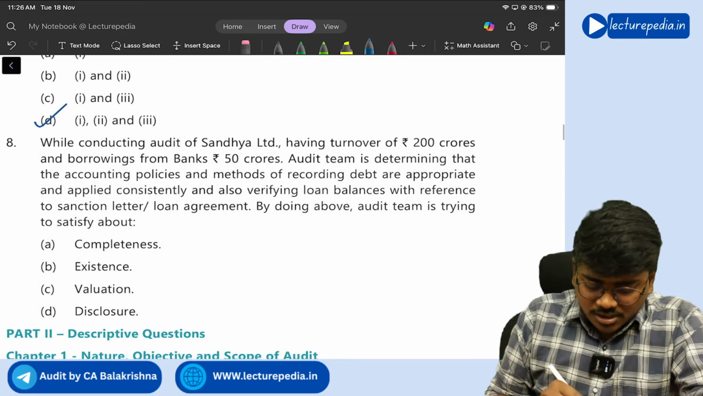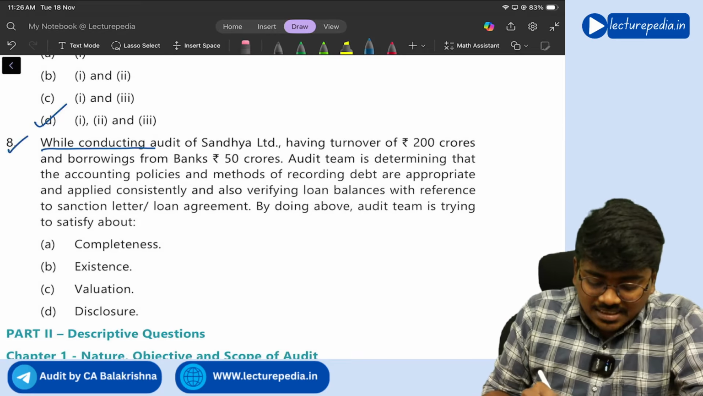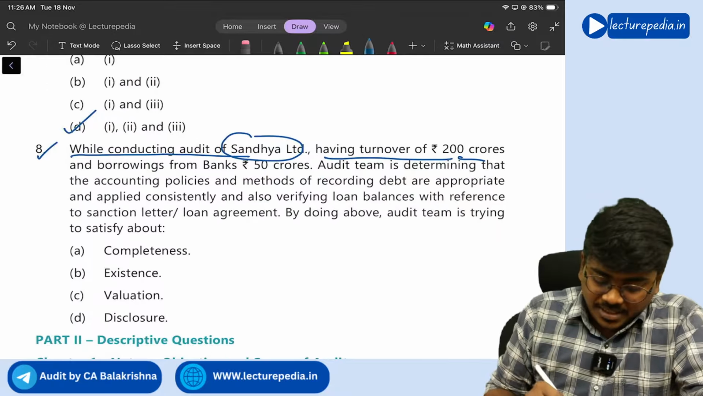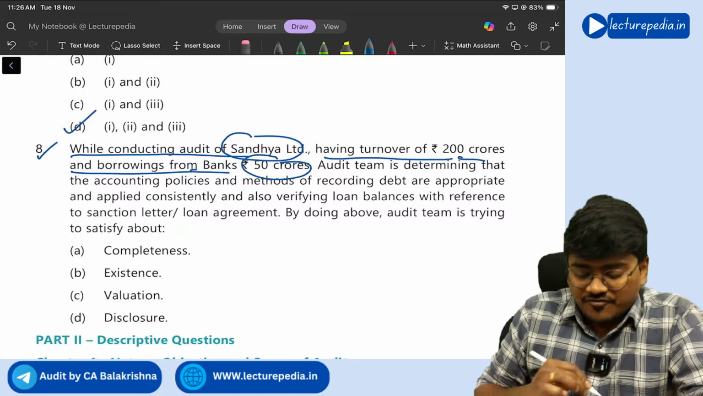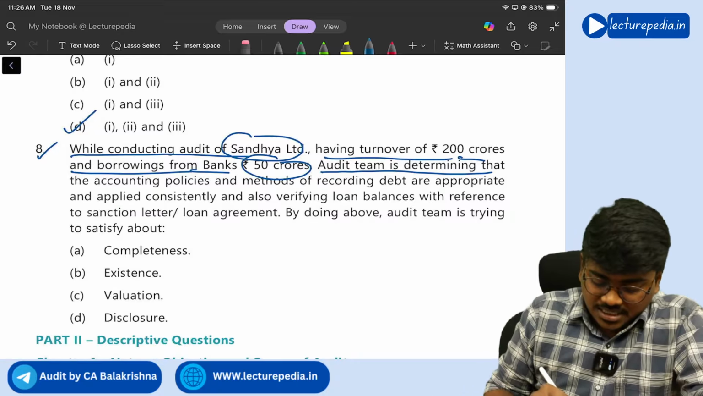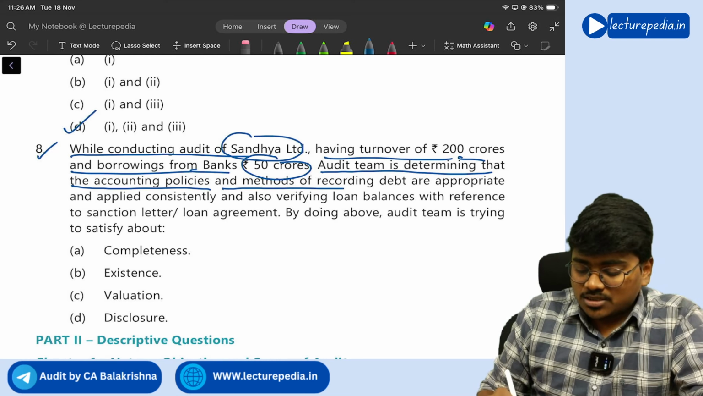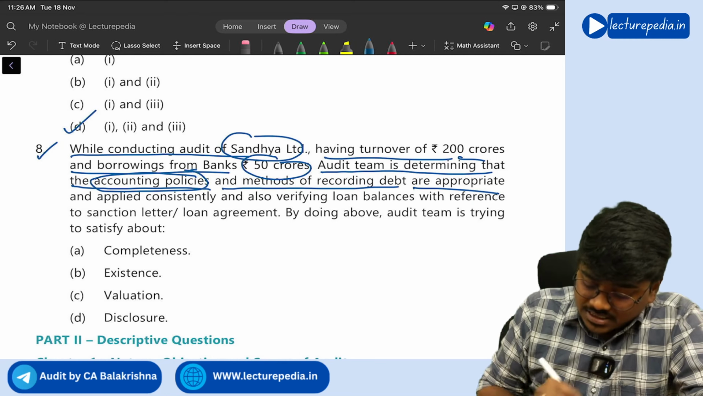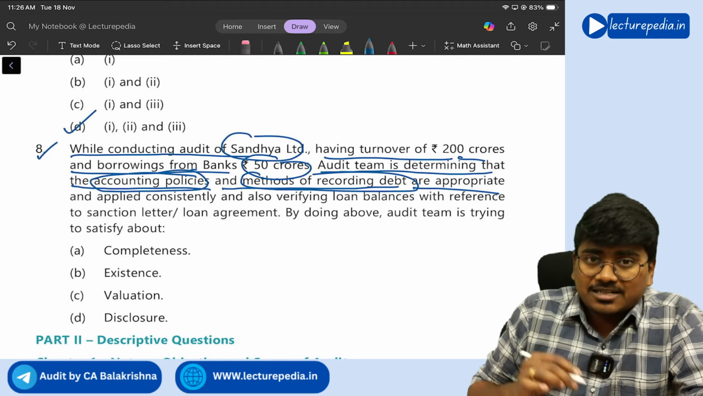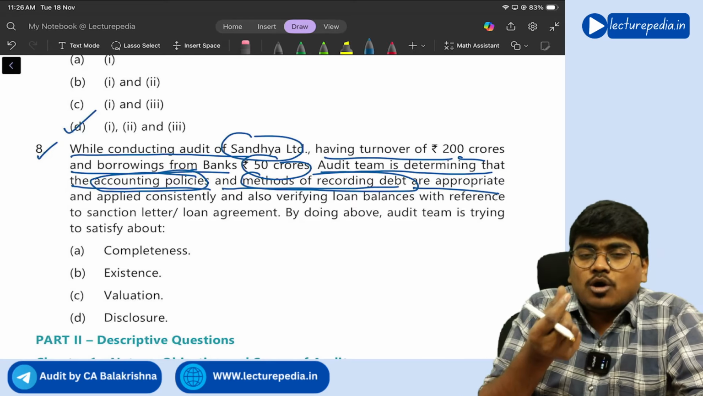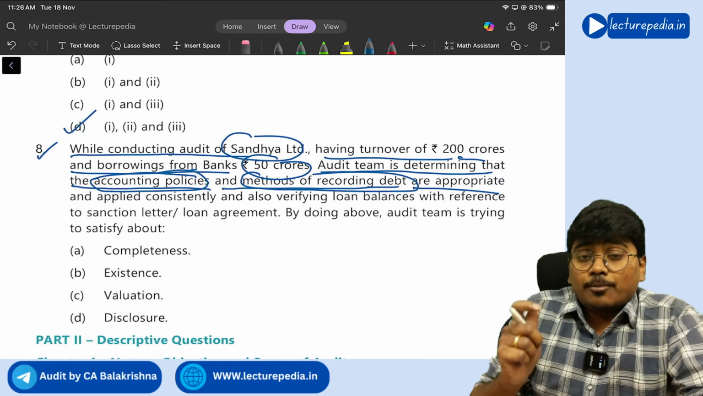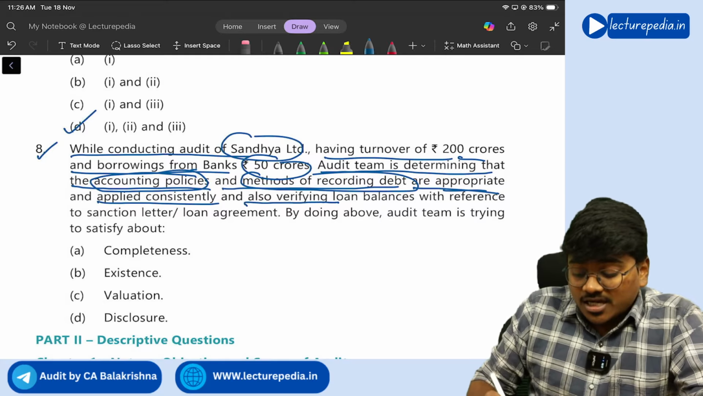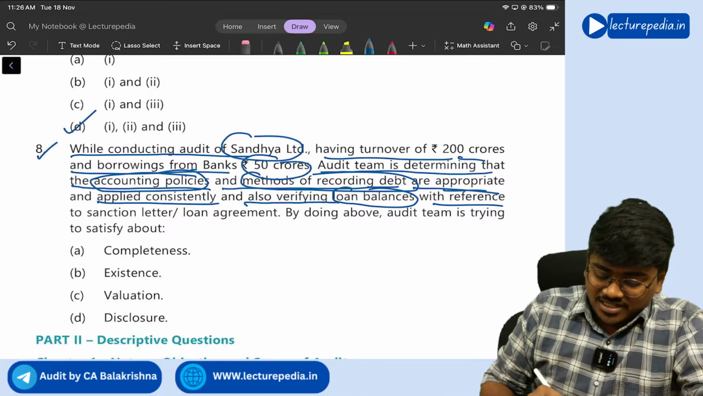Next, MCQ 8. While conducting audit of Sandhya Limited, having turnover of 200 crores and borrowings from banks 50 crores, audit team is determining that accounting policies and methods of recording debt are appropriate. See, accounting policies and method of recording debt. Recording means what will you record? Value of debt you will record. So whether they are appropriate or not, they are seeing are appropriate and applied consistently, and also verifying loan balance with reference to sanction letter.